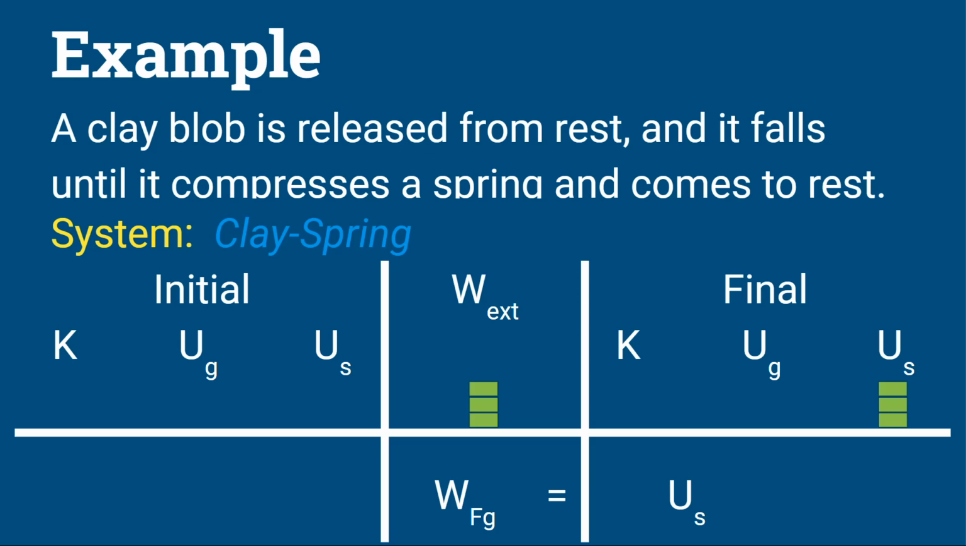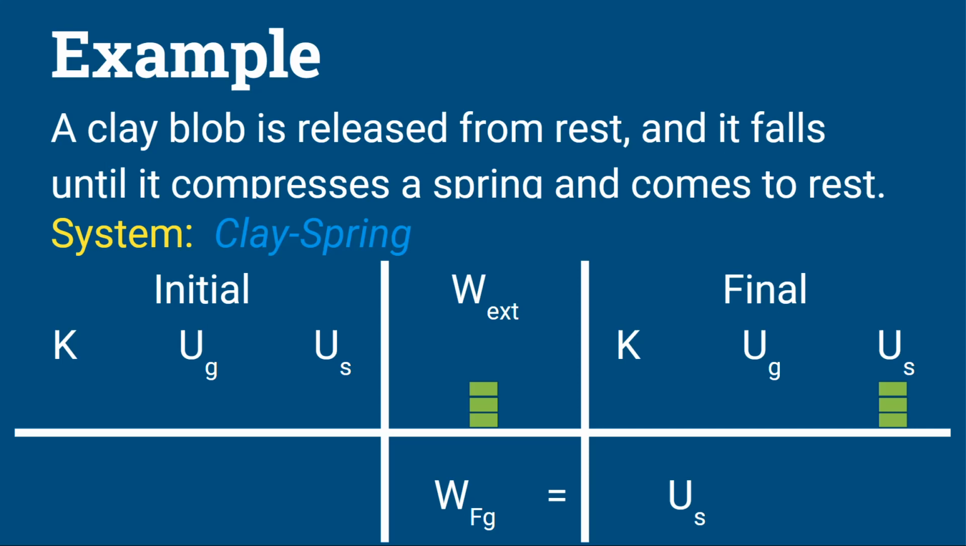Okay, so here is what my equation looks like. I don't have any initial energy to add, so it's just the work done by the force of gravity in pulling that clay down. And that work that's done by the force of gravity will give me the elastic potential energy that's in the spring once it's been compressed. And I can set them equal to each other.